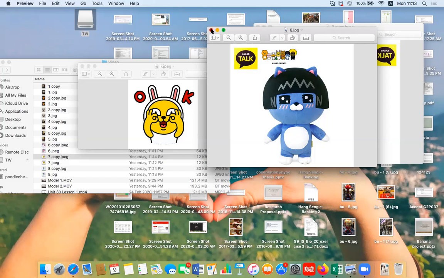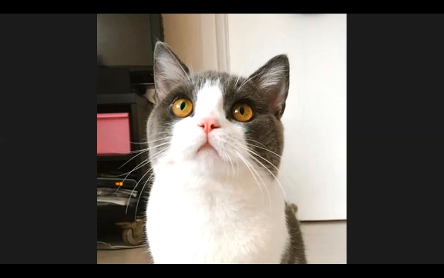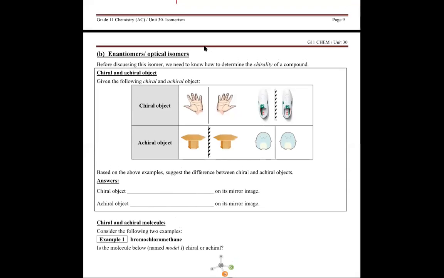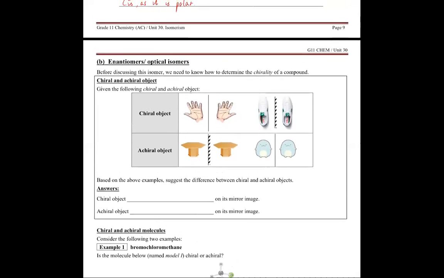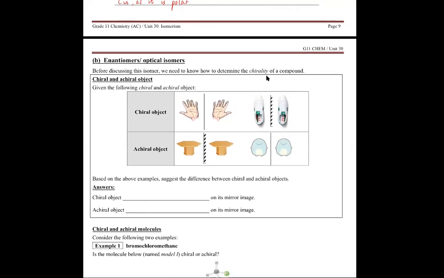Okay, so let's go back to the notes. After understanding that very important concept, we go back to the isomers that we want to learn.